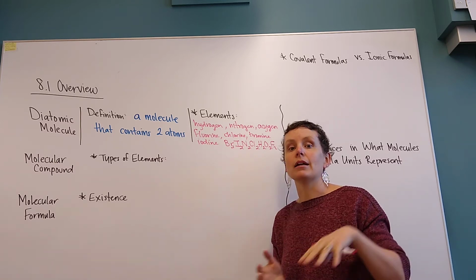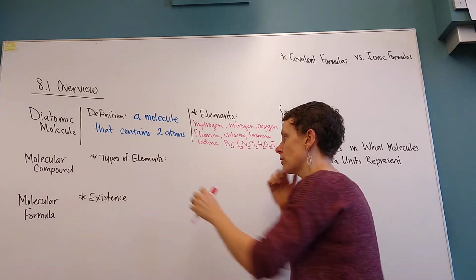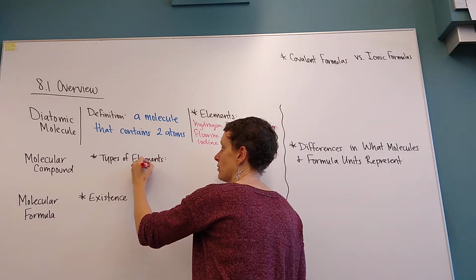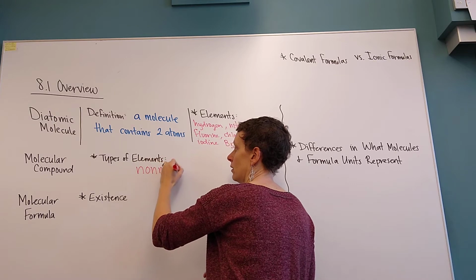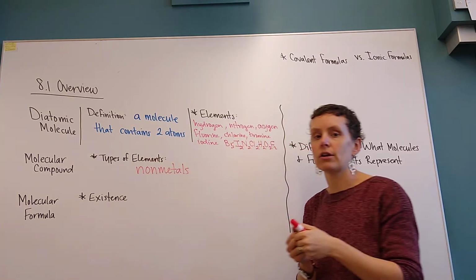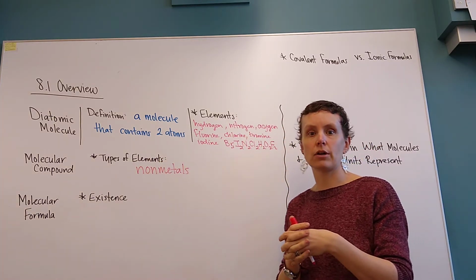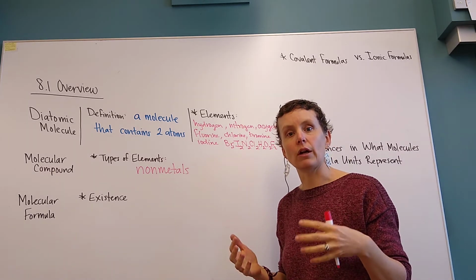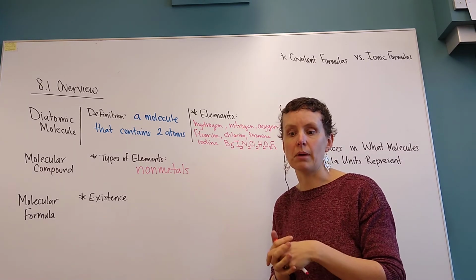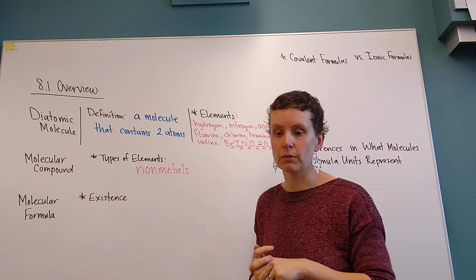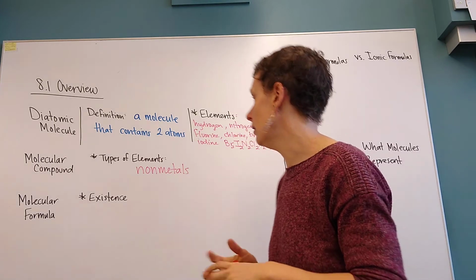Now we're looking at nonmetals with nonmetals. So types of elements, in that you just have to write nonmetals. So two nonmetals together in a compound or three nonmetals together in a compound, those are always going to be sharing electrons, and that's going to be a molecular compound or a covalent compound. Okay? All right, molecular formula.